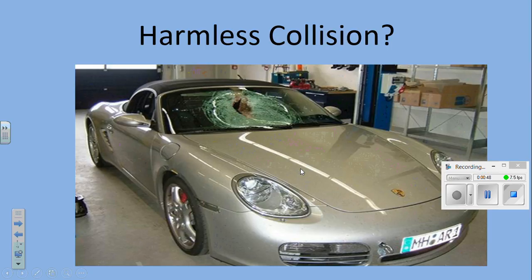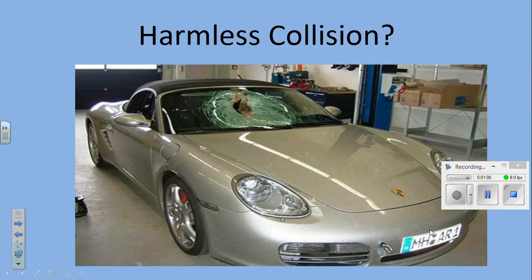Here's an image I came across while I was searching for collisions. Nice Porsche, but unfortunately he's had something crash through the windshield. I'm guessing it's probably some kind of fowl. It might be a rock. It's kind of hard to tell from the picture, but it's smashed right into and stuck in the windshield.